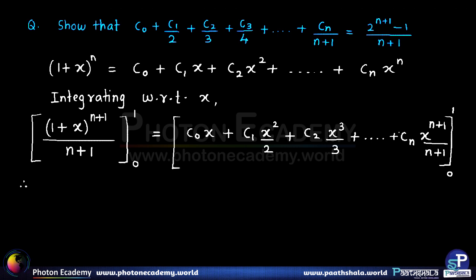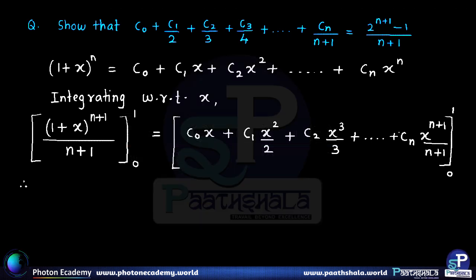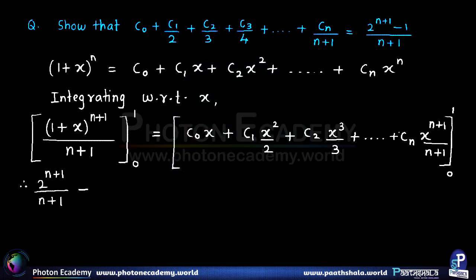Now on the left hand side, when we evaluate this integration, we first put the upper limit, that is 1. So in place of x we are putting 1, so that gives us 1 plus 1, that is 2 raised to n plus 1 whole upon n plus 1, minus, now we put x equal to the lower limit, which is 0, so that gives us 1 plus 0 is 1 and 1 raised to n plus 1 is once again 1, which in turn gives us 1 upon n plus 1.